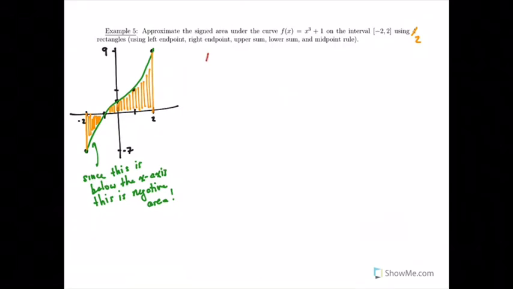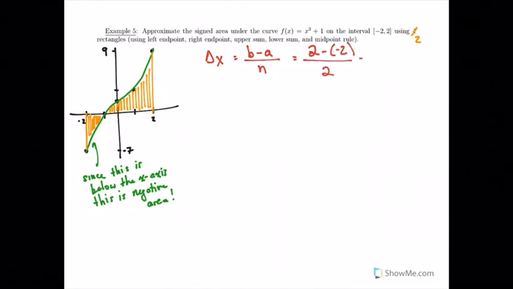All right, let's think about what delta x is going to be in all of these problems. This is going to be b minus a divided by n. And if we're going to use 2 rectangles here, this is going to be the right endpoint 2 minus the left endpoint -2. It's the length of the interval divided by 2. That's 4 divided by 2, which is 2. That's going to be the base of each rectangle here.